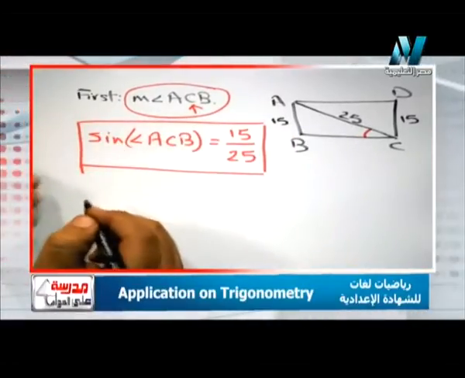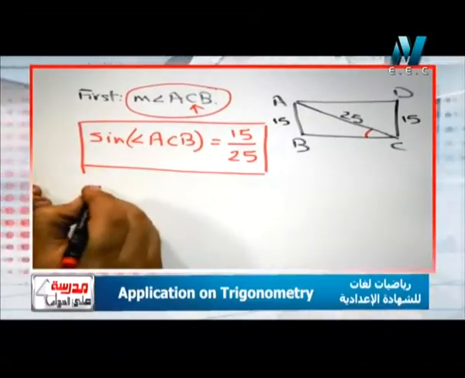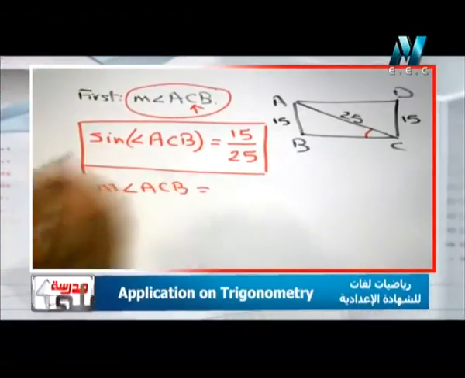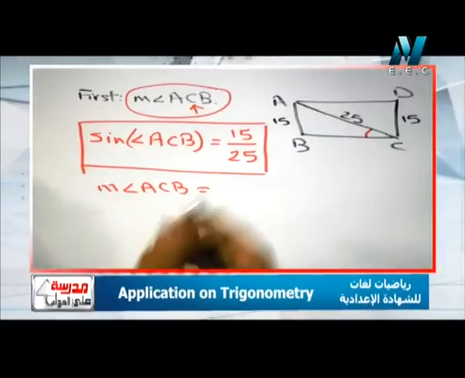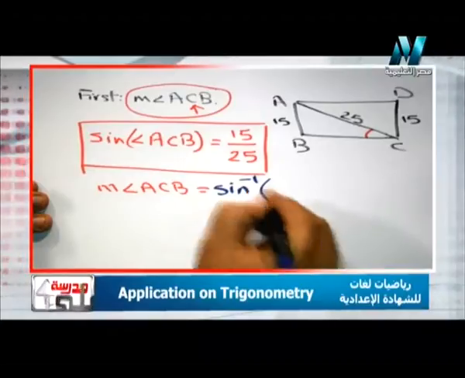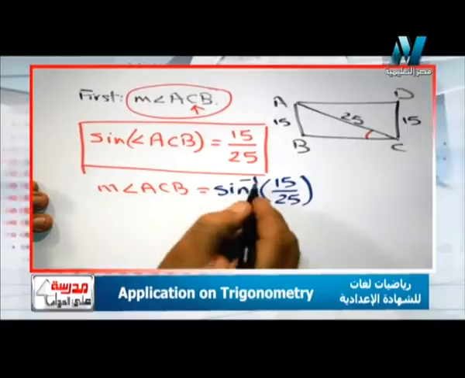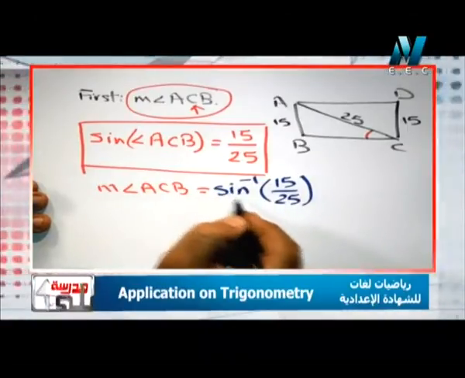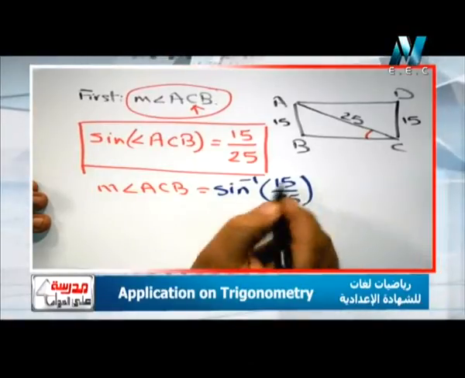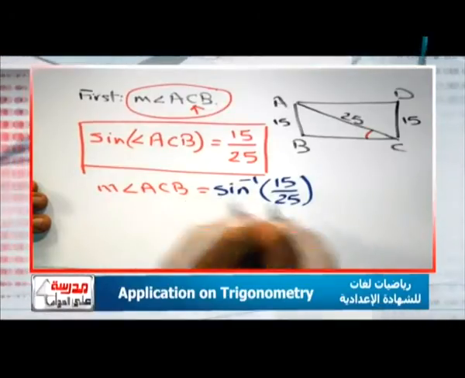Now I have to use my scientific calculator to find the measure of angle ACB. When I want to find the measure of angle ACB, I have a new abbreviation from the sine: the inverse of the sine function, written like this, for 15 over 25. It's an abbreviation to find the inverse of the trigonometric ratios, so I can find the measure of the angle whose sine gives me 15 over 25.